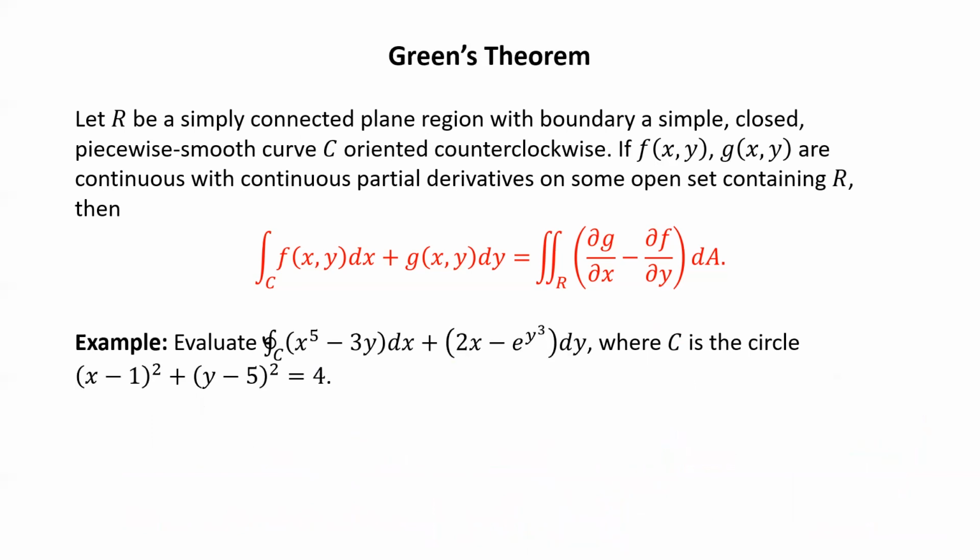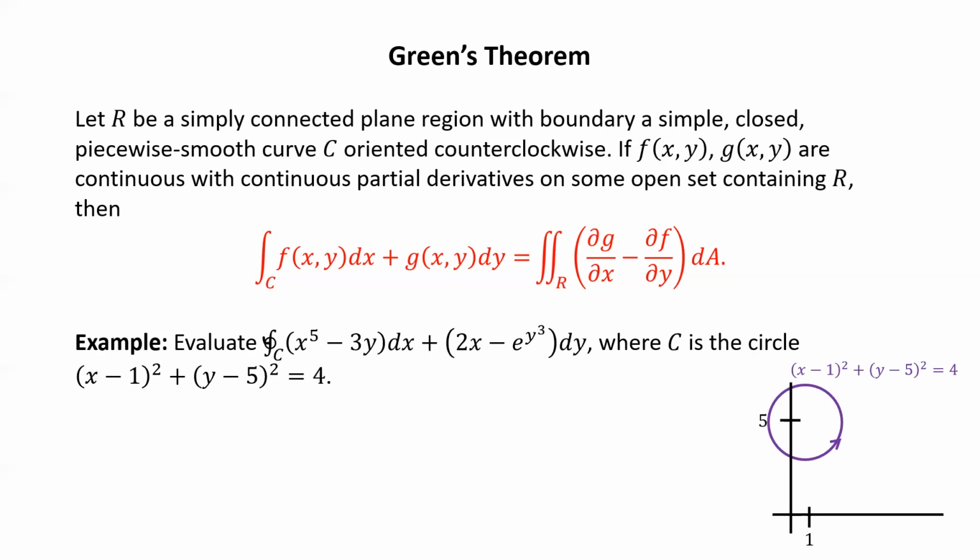Let's try another example. Once again, pause the video, try this example yourself, and then resume the video to check your answer with mine. Evaluate the line integral over C of (x to the fifth minus 3y) dx plus (2x minus e to the y cubed) dy, where C is the circle (x minus 1) squared plus (y minus 5) squared equals 4. Here's a picture of the given circle.